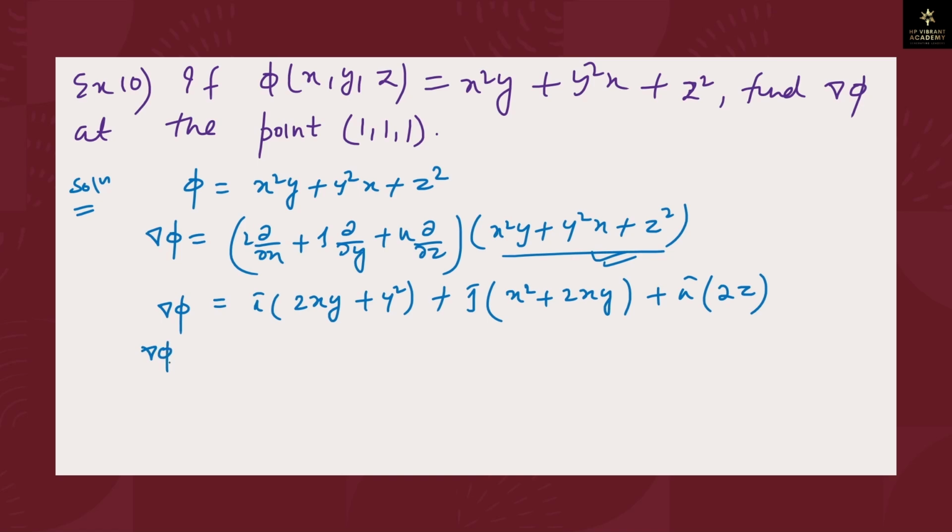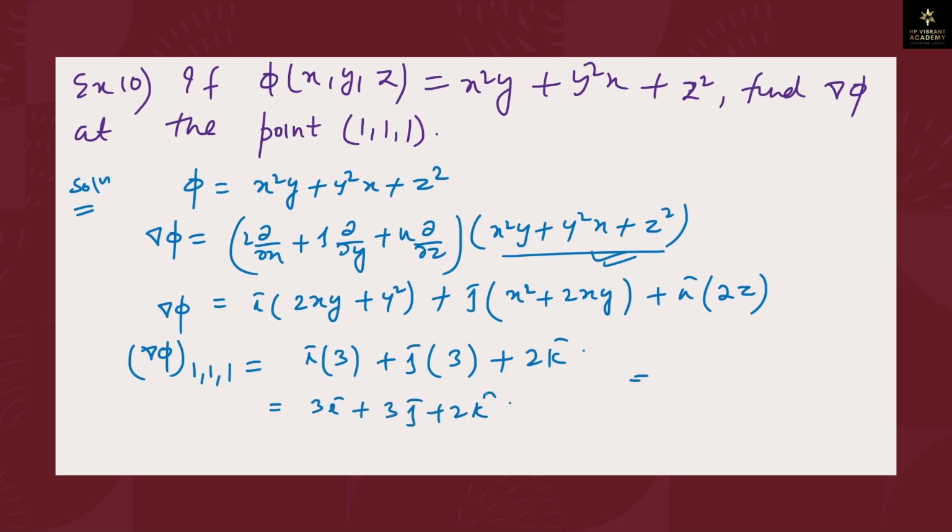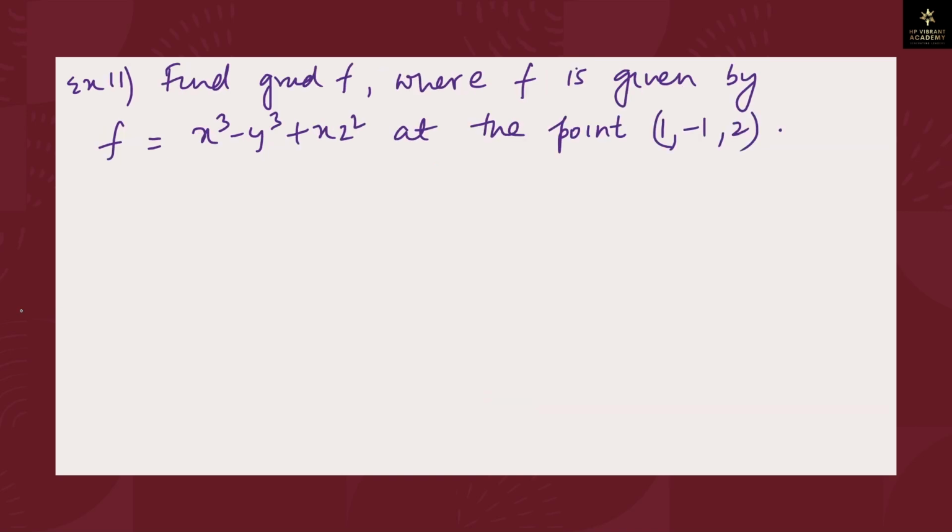So this is del of phi. Del of phi at the point (1, 1, 1) is equal to i cap times 2 plus 1, which is 3, plus j cap times 3, plus 2 k cap. So this is equal to 3 i cap plus 3 j cap plus 2 k cap. Let us discuss question number 11. How can we solve this? This is similar to question number 10, and the answer of this is 7 i cap minus 3 j cap plus 4 k cap.